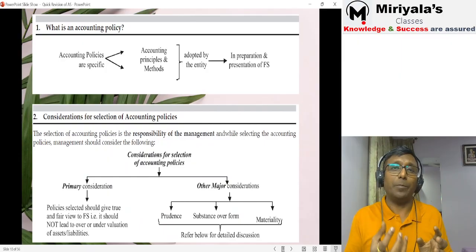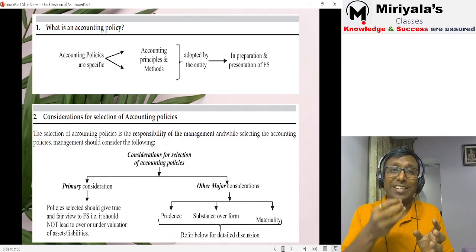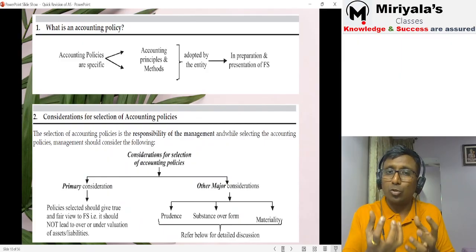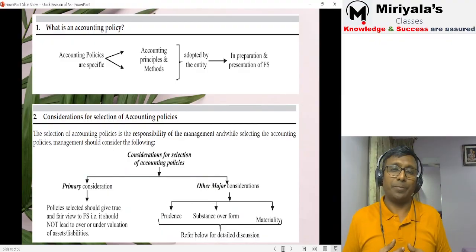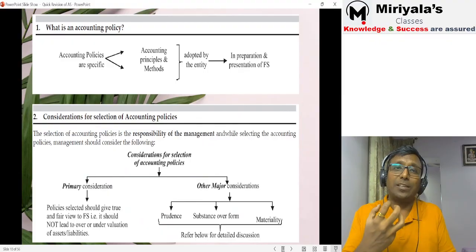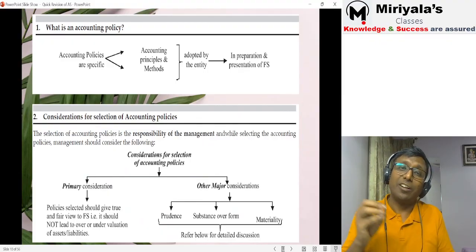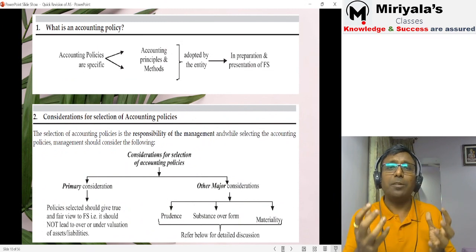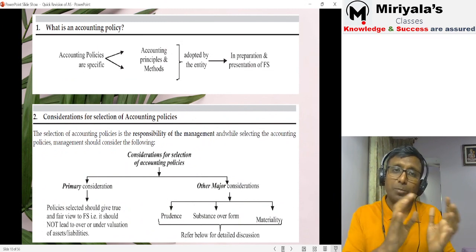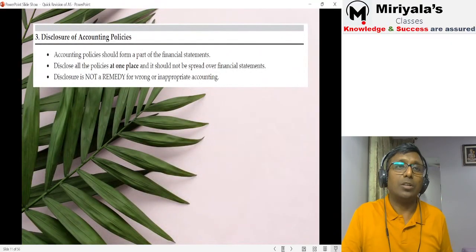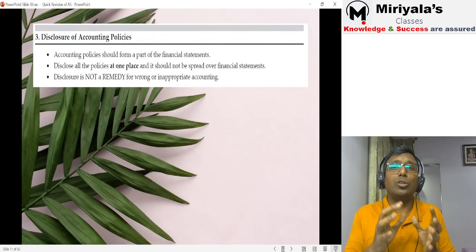Substance over form, that is legality, correct? Reality over legality. Whatever you are selecting, that should be suitable to the situation. I hope you understand. Right. What is reality? That should be reflected by applying the accounting policy. Such kind of policy should be selected. Materiality. For every material item in the financial statements, this accounting policy has to be selected and that should be appropriately disclosed. And these are the disclosures of accounting policies.